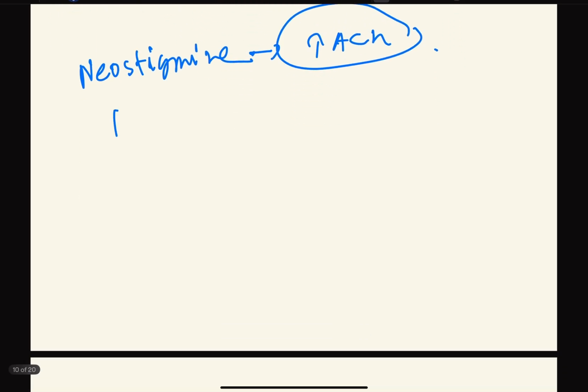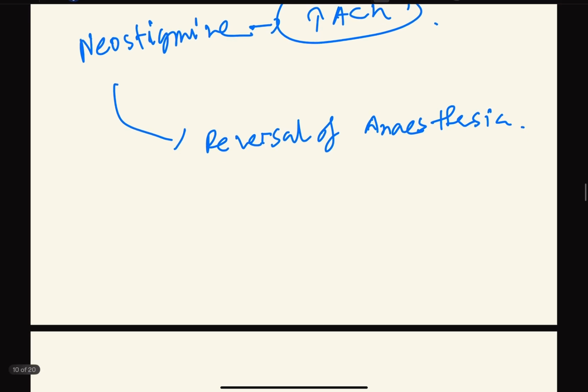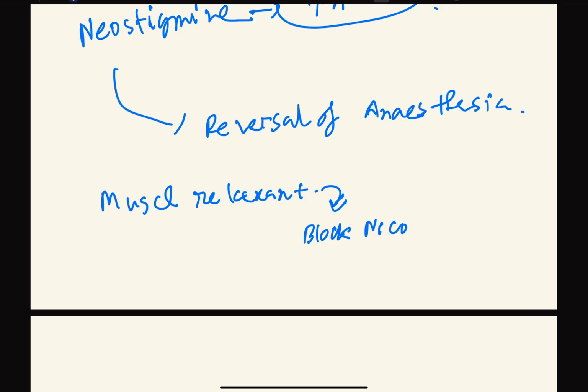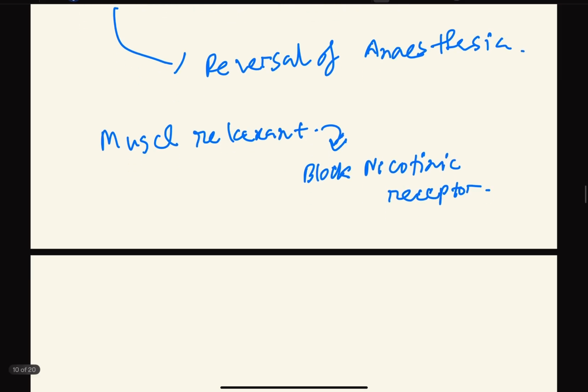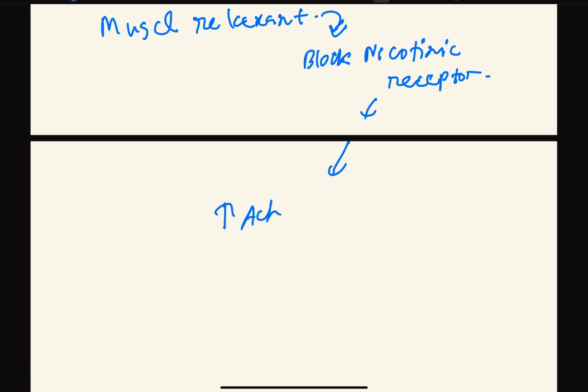And we also use neostigmine in the reversal of anesthesia. In anesthesia, we use muscle relaxants, and these muscle relaxants block the nicotinic receptors. What neostigmine does is it increases the acetylcholine in the synapse, and also it acts directly on the receptor.